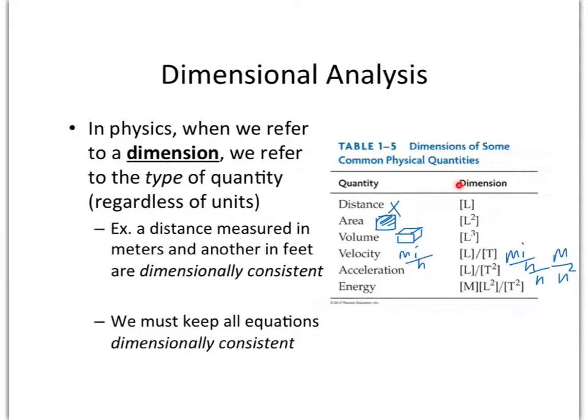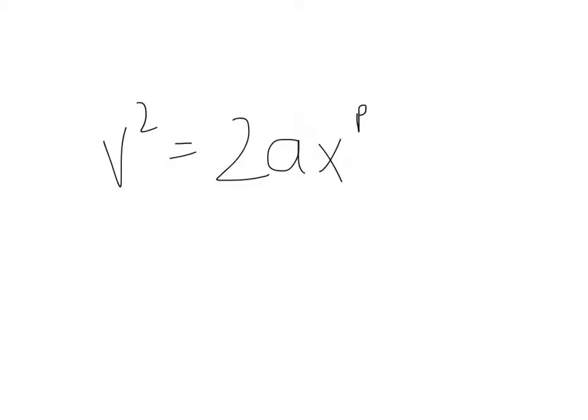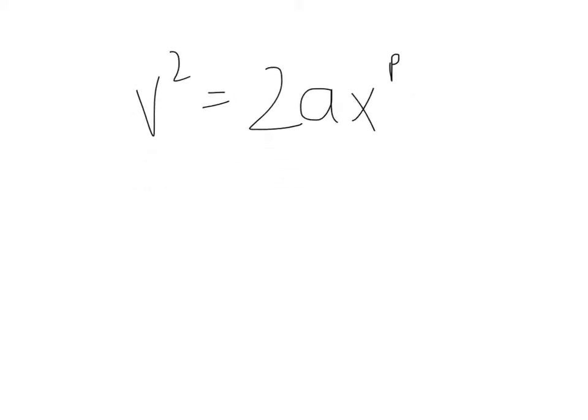So one of our homework problems, and I'll give you a little freebie right here, deals with that, right? It's a problem that looks like this. Sorry about my handwriting. The question asks, what must this P be equal to in order to make this equation dimensionally consistent? That P is an exponent right there.